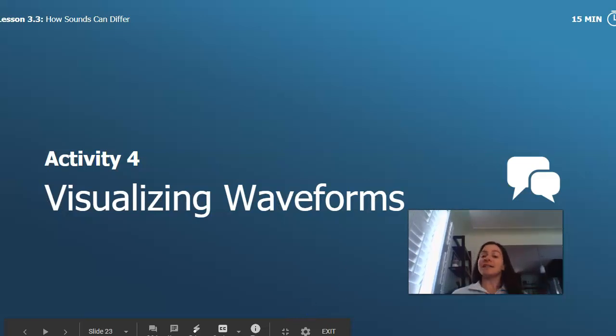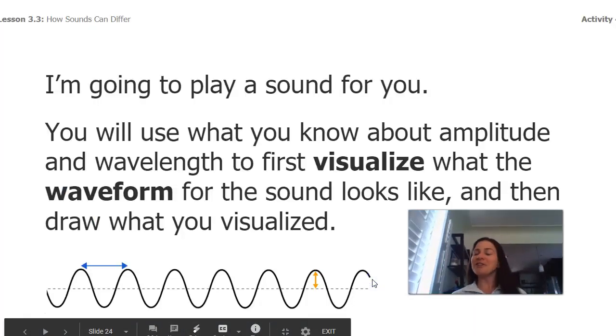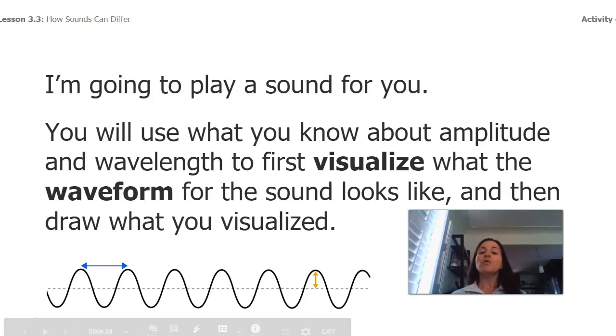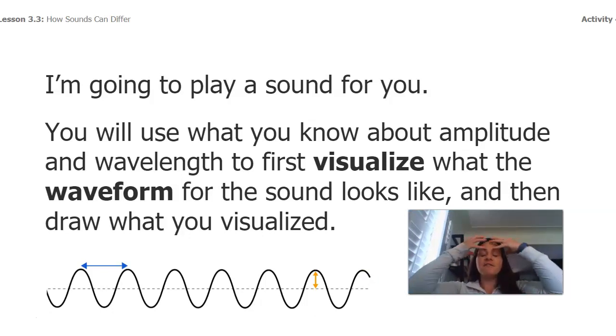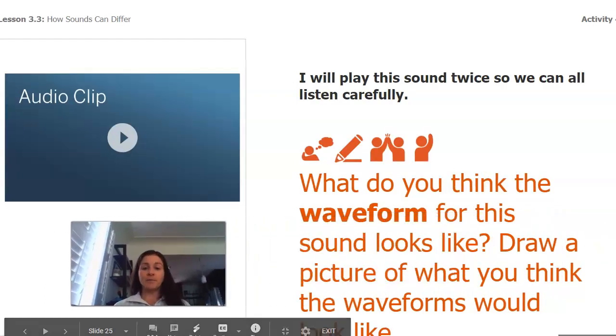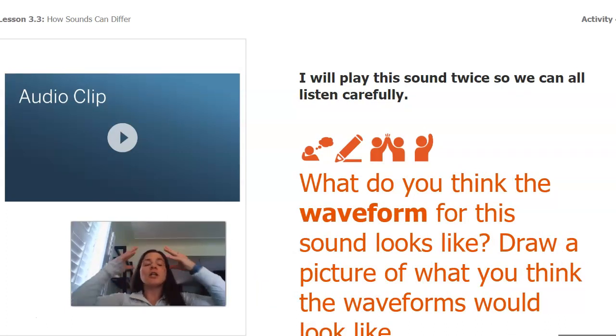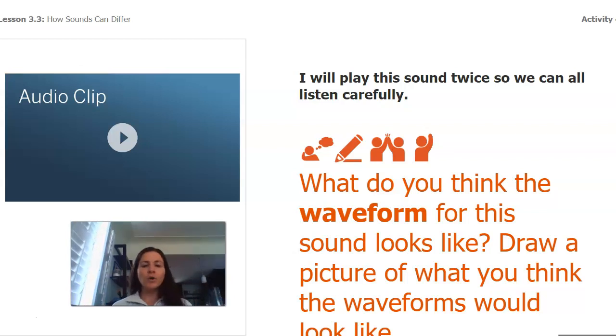Now we're gonna do one last thing. So you need a piece of paper and you need a pencil. We are going to listen to a really fun sound, and you're gonna use what you know about amplitude and wavelength to first visualize what the waveform for the sound looks like, and then draw what you visualized. So I'm gonna play this clip twice. I'm gonna ask you to listen carefully. The first thing I want you to do is just close your eyes and listen, and then visualize what the sound wave would look like. We're going to draw it after, but this first time, just listen, please, and visualize.